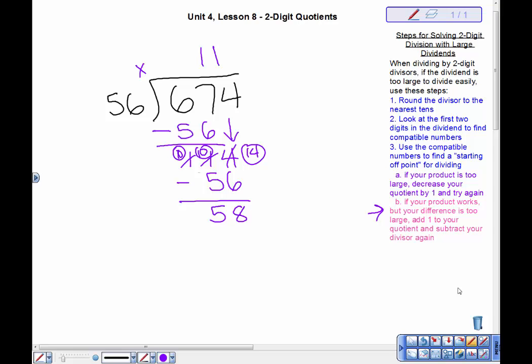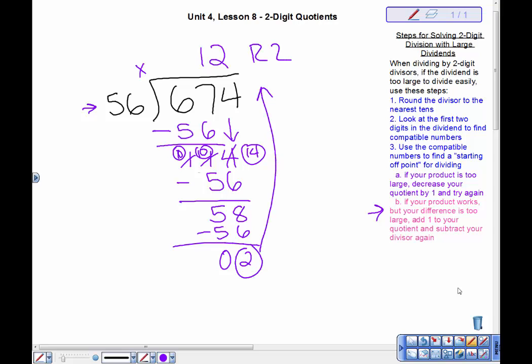So it says to add 1 to the quotient, so I'm going to change this 1 to a 2, and subtract the divisor, 56, again. If I subtract 56 again, 8 minus 6 equals 2, 5 minus 5 equals 0, so I end up with 2. Now I'm going to compare 2 is less than 56, so I'm good to go. I have no other numbers that I can bring down, so 2 becomes my remainder. So my final answer is 12 with a remainder of 2. Really not much different than what we did with one-digit quotients.